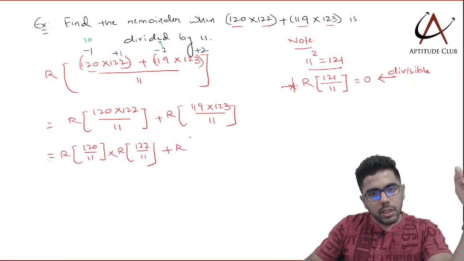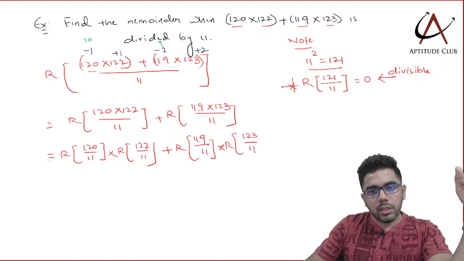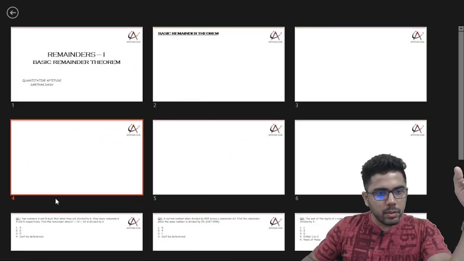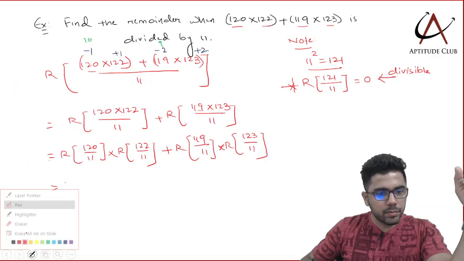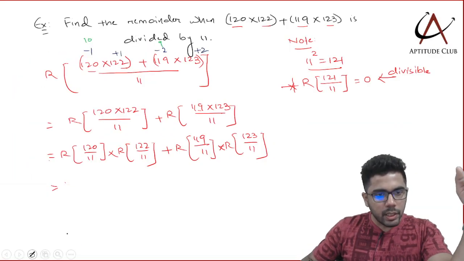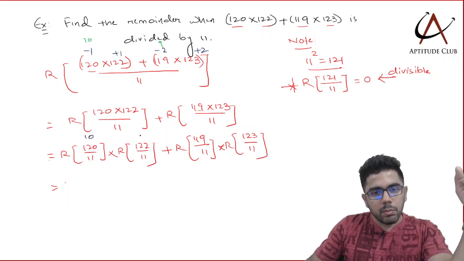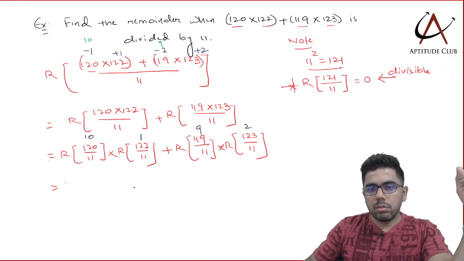But here there is a plus, and again this is a product. So remainder of 119 divided by 11 into remainder of 123 divided by 11. And we know the individual remainders here. So I can write it in this way: 120 divided by 11, remainder is 10, here remainder is 1, and here remainder is 9, and here remainder is 2.